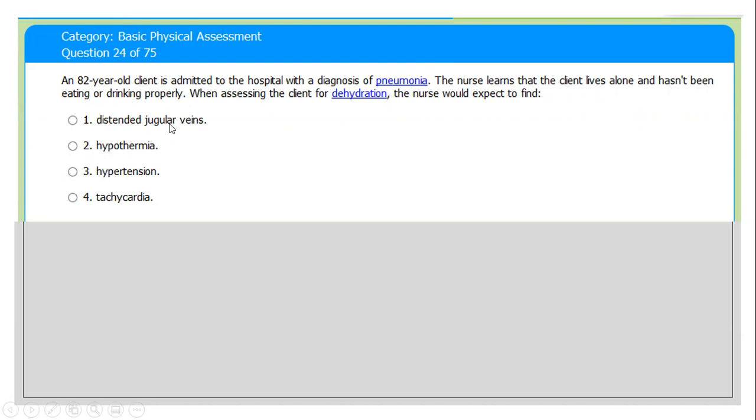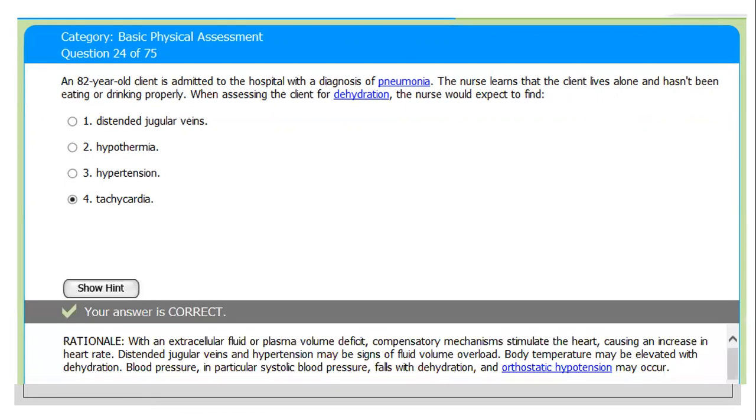Distended jugular vein, hypothermia, hypertension, or tachycardia. The correct answer is tachycardia. What is the rationale? With the extracellular fluid or plasma volume deficit or reduced, the compensatory mechanism stimulates the heart, causing an increase in heart rate, because our body tries to compensate.